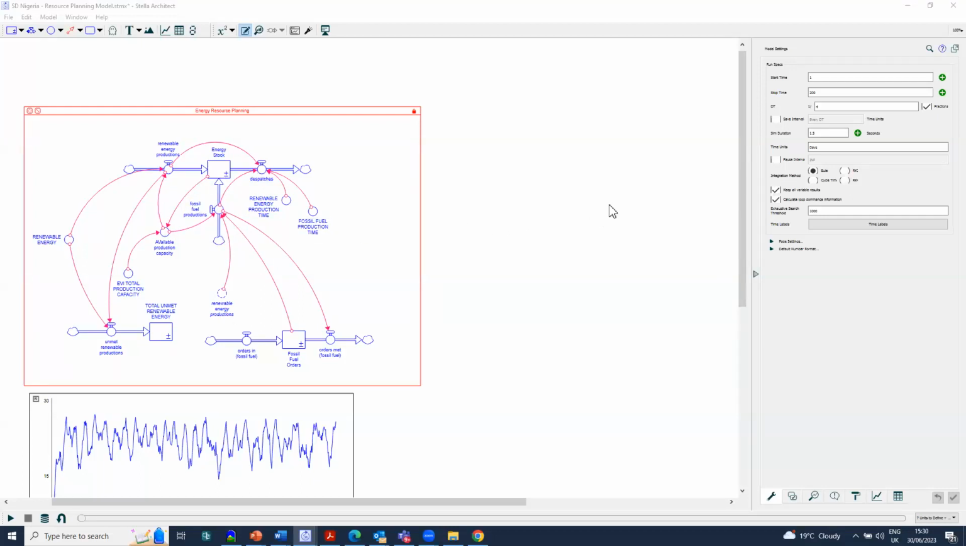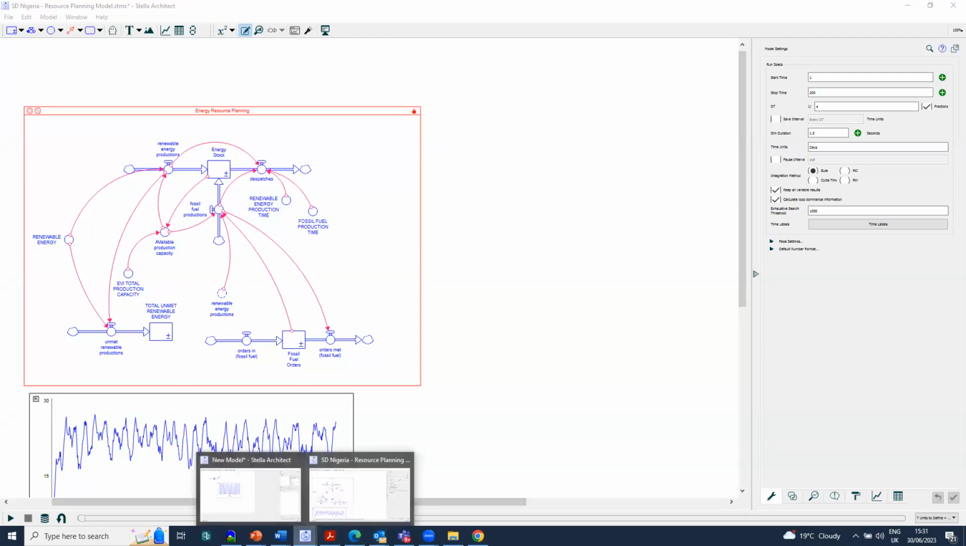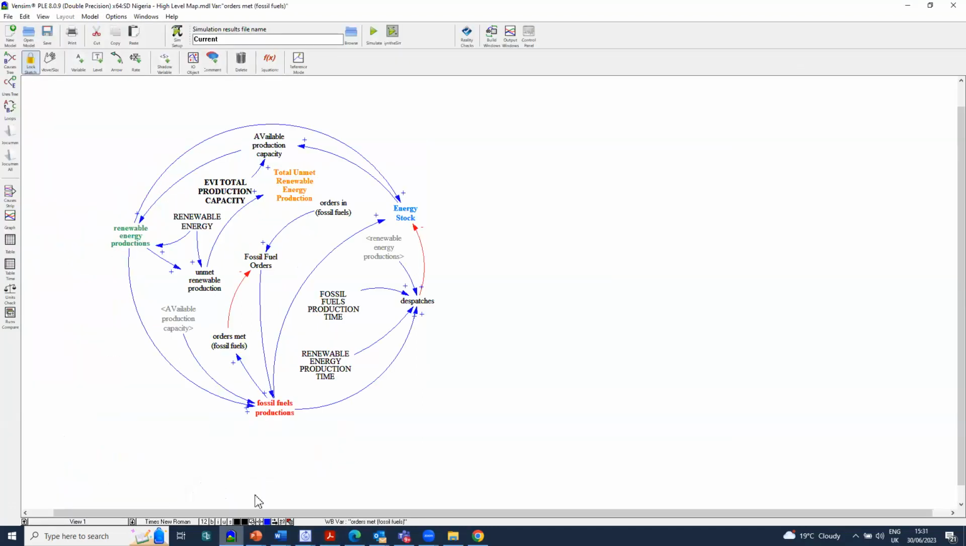From the brief that we read, we had two sides of energy going in, fossil fuel and renewable energy. That is a validation that from what the owner of the problem has described to our causal loop diagram, to our stock and flow diagram, that information is correct. So let's go to the causal loop diagram and see what it looks like.